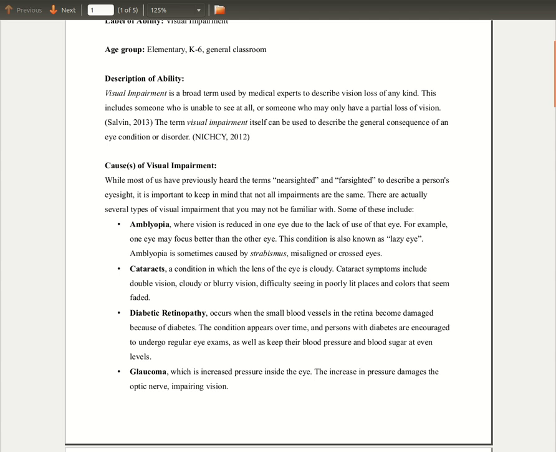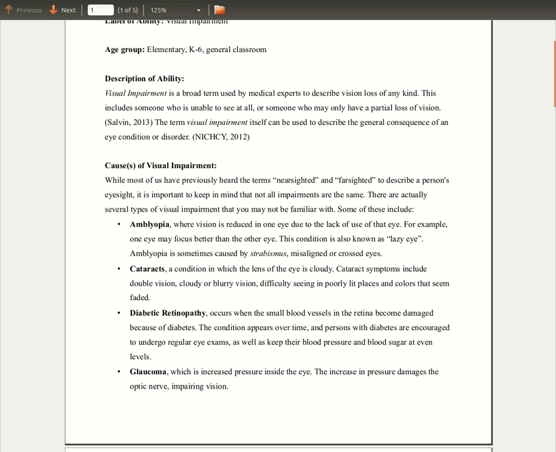Diabetic retinopathy is another condition. This is when small blood vessels in the retina become damaged because of diabetes. Now, the condition usually appears over time, and people with diabetes are encouraged to undergo regular eye exams, also as well as the general housekeeping issues with diabetes, such as keeping the blood pressure and blood sugar at optimal levels.